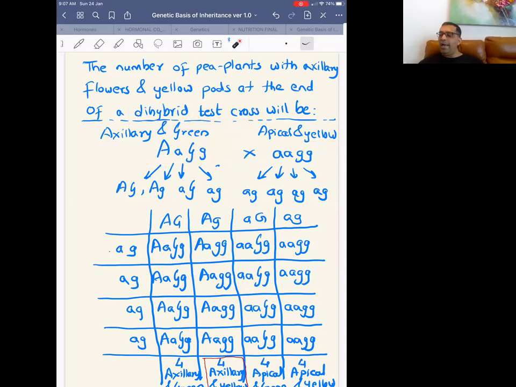So capital A small a, capital G small g is axillary and green, and that is double heterozygous, crossed with apical and yellow, small a small a, small g small g. और इसमें से गैमीट्स कौन से बनेंगे? कैपिटल ए, कैपिटल जी, we just did. Number of gametes is 2 raised to n, where 2 is raised to 2 becomes 4. So capital A capital G, capital A small g, small a capital G, small a small g.